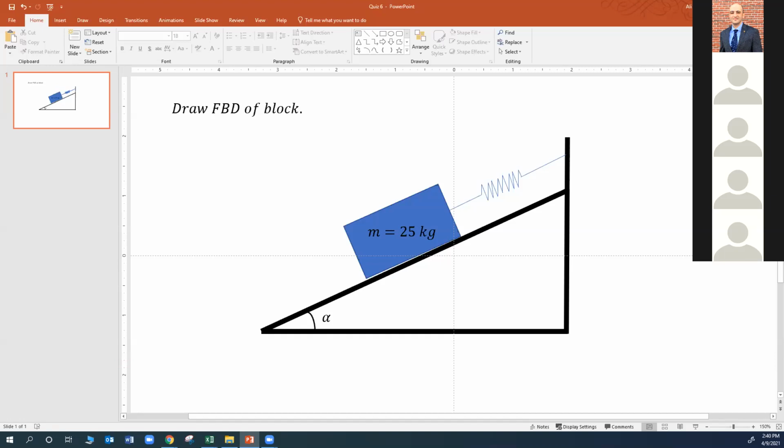Do we assume that the block is moving down for the direction of friction? Yes, this spring is not, yeah. So this block eventually will move down. Yes, you're correct.